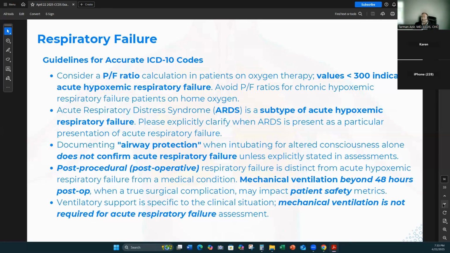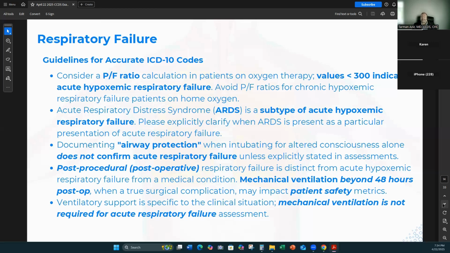Also, PF ratios are commonly talked about on the CCDS exam, and you should know that a value less than 300 suggests acute hypoxemic respiratory failure. In the right setting, if there are risk factors for ARDS, acute respiratory distress syndrome, which is actually a subtype of acute hypoxemic respiratory failure, you might see PF ratios down in the 200, 150, or even 100 range. So the lower the number in the setting of the right risk factors could indicate ARDS, quite specifically, not just the more general heading acute hypoxemic respiratory failure.